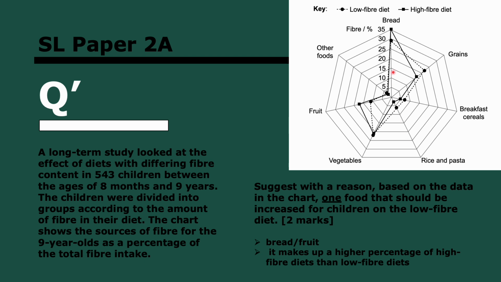Okay. So mostly bread and fruit, right? So if you look at the kids in the low fiber diet, they eat way less bread, they eat way less fruit, right? Everything else is either the same or actually they eat more of. So those are the 2 things.